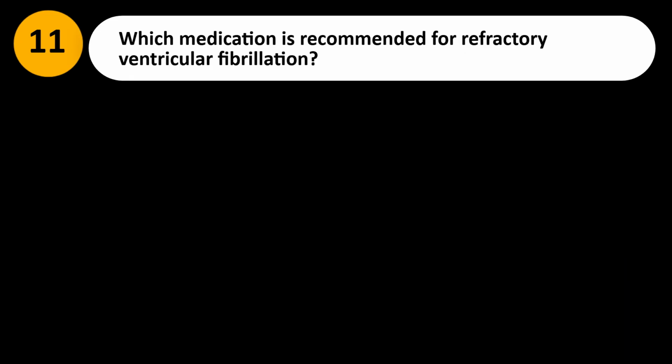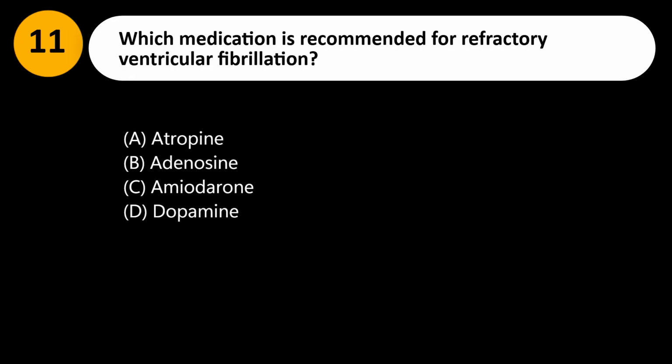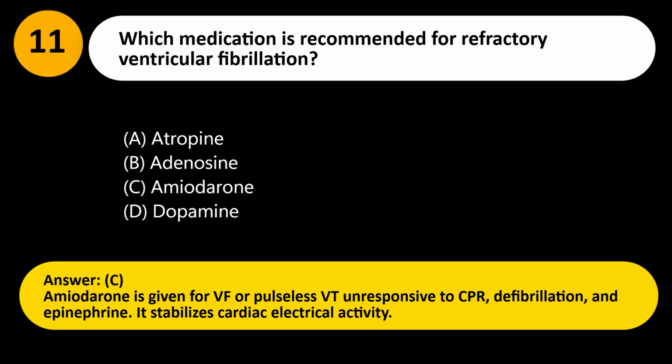Which medication is recommended for refractory ventricular fibrillation? A. Atropine. B. Adenosine. C. Amiodarone. D. Dopamine. Answer, C. Amiodarone is given for VF or pulseless VT unresponsive to CPR, defibrillation, and epinephrine. It stabilizes cardiac electrical activity.